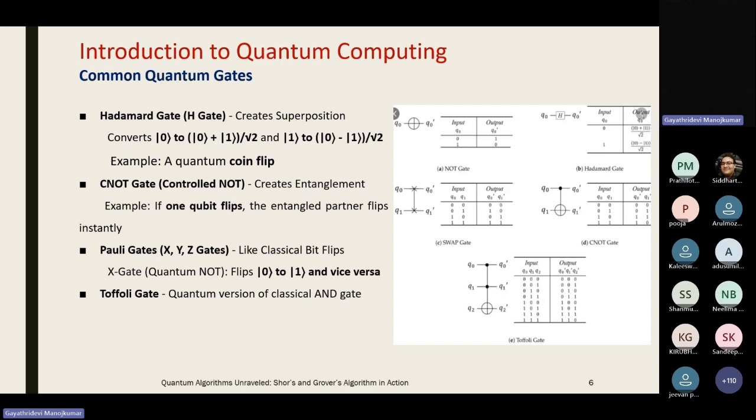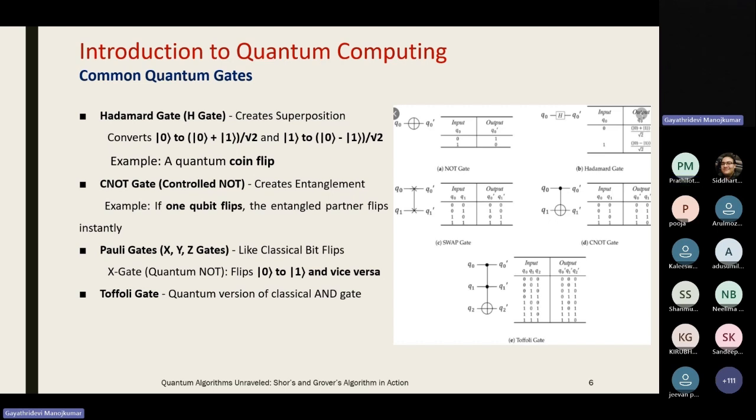This Hadamard gate is used to create a superposition. The best example is flipping of coins. If we are using classical bits, a coin will be flipped and we get either a head or a tail. But when we use a Hadamard gate, it flips into a superposition. That is, the spinning coin can be in both states, 0 and 1, all at once until we measure it.